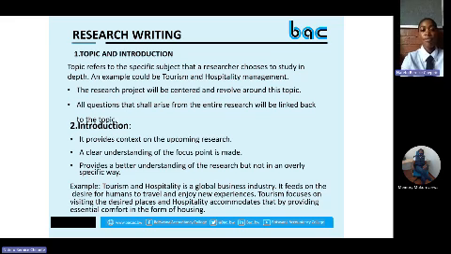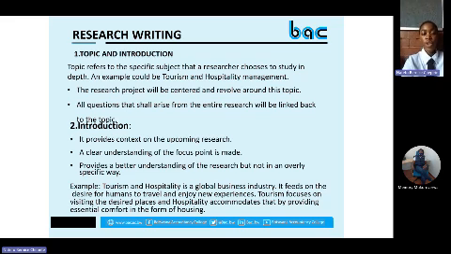This basically means that every piece of information that you will be getting from the entire research project will all be linked back to the topic. All questions that shall arise from the entire research will be linked back. As I said, every piece of information that will arise from the research project will all come back to the topic. Moving on to introduction.